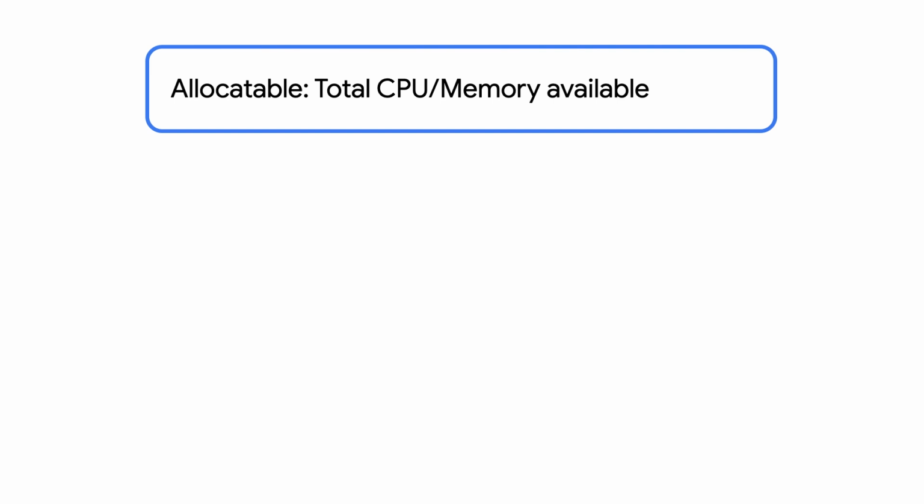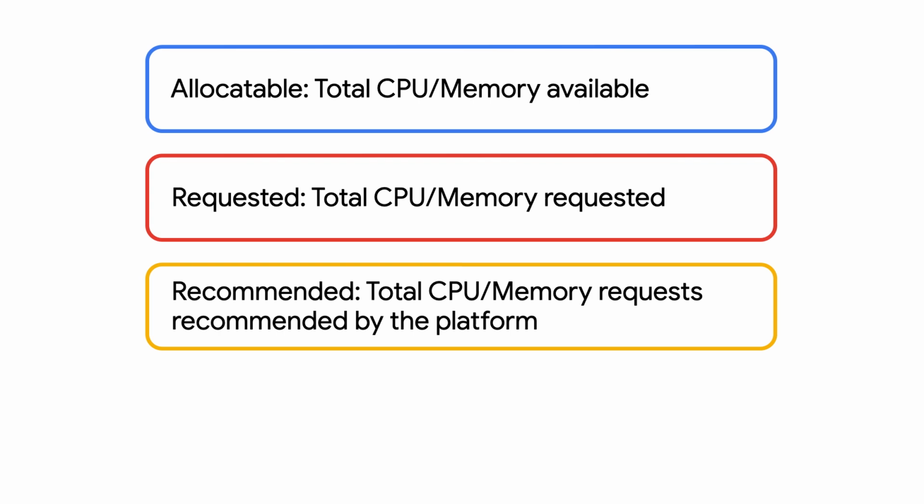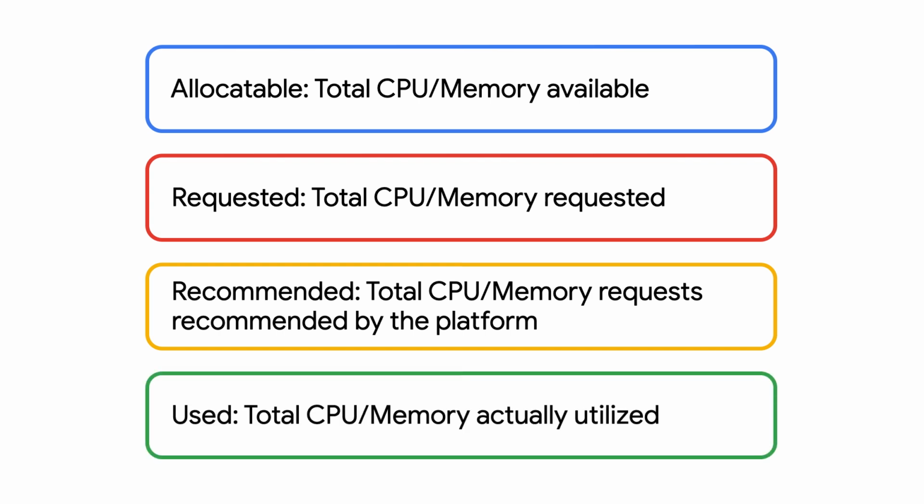For both cluster level and node pool level monitoring, we should collect these four metrics around CPU and memory. Allocatable resources, which references total CPU or memory available from the cluster or node pool. This value will always be slightly less than the total resources from the cluster VMs due to critical system components that have to run on each node. Requested resources, which references total CPU or memory requested by pods running in the cluster or node pool. Recommended resources, which reference recommended CPU or memory requests from the platform, which can come from components such as vertical pod autoscaler. And finally, used resources, which references the actual CPU or memory utilization from pods in the cluster or node pool.